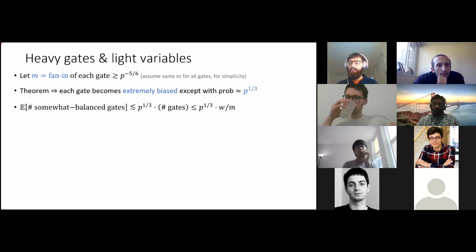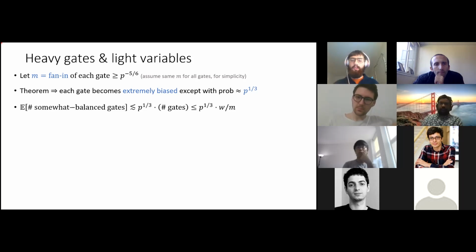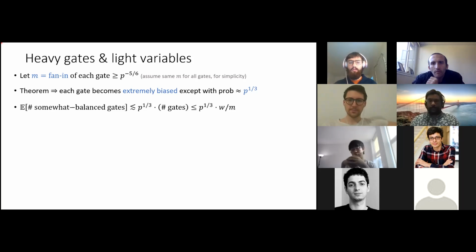And so the challenge, like I was saying earlier, is that we need to deal with the gates that did not become extremely biased. In other words, the gates that remained somewhat balanced. Right now, in expectation, the number of these troublesome, somewhat balanced gates is like p to the 1/3 times the number of gates. And the number of gates is certainly at most W over M, just because W is the total number of wires, and each gate has fan-in M.